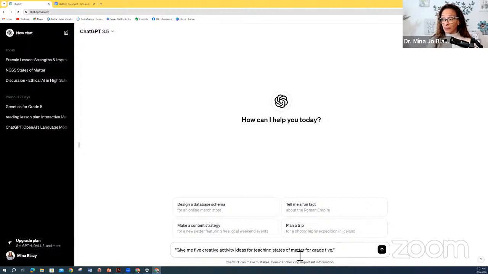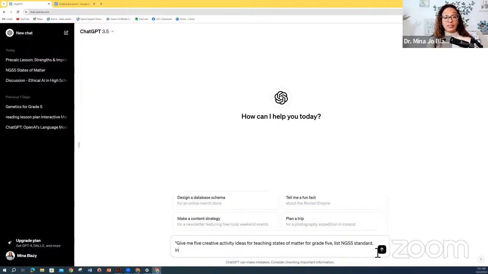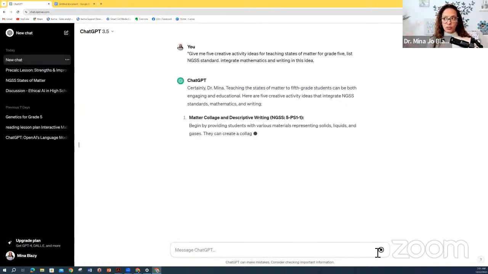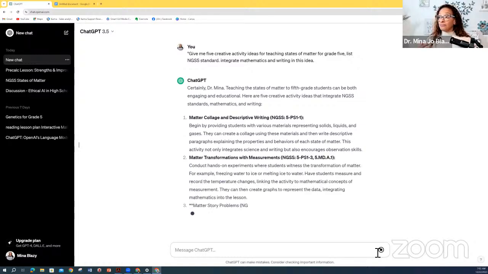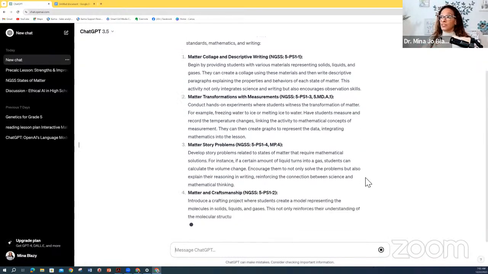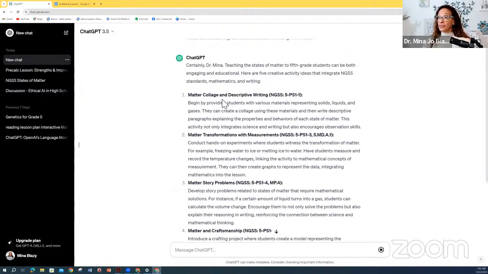I'm also going to say list the NGSS standard. Okay. The quotes don't matter. That just happened to be how it was written. So I'm going to just get rid of it so you can see that. Integrate mathematics and writing in this idea. Let's just see what it pushes out, because sometimes we can ask it too much and it'll give us a whole bunch at once. So this is matter, collage, and descriptive writing.